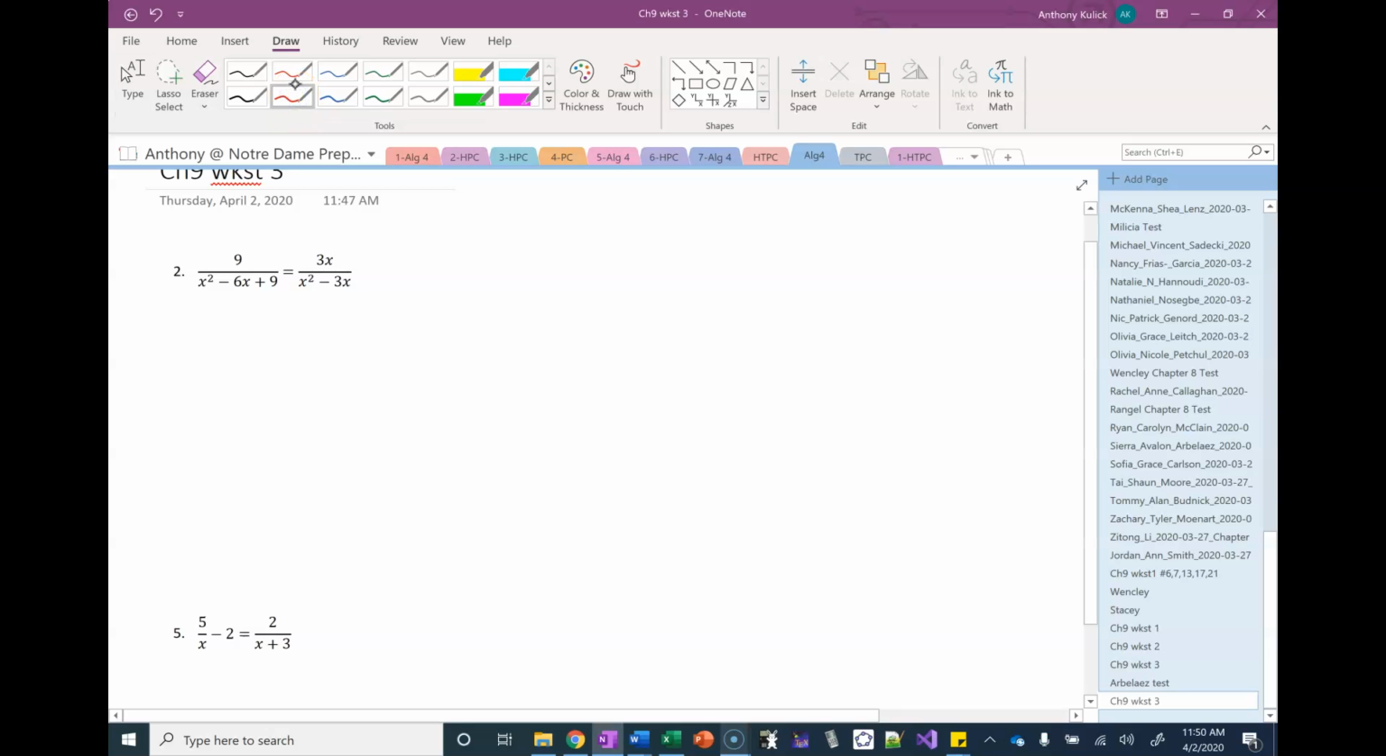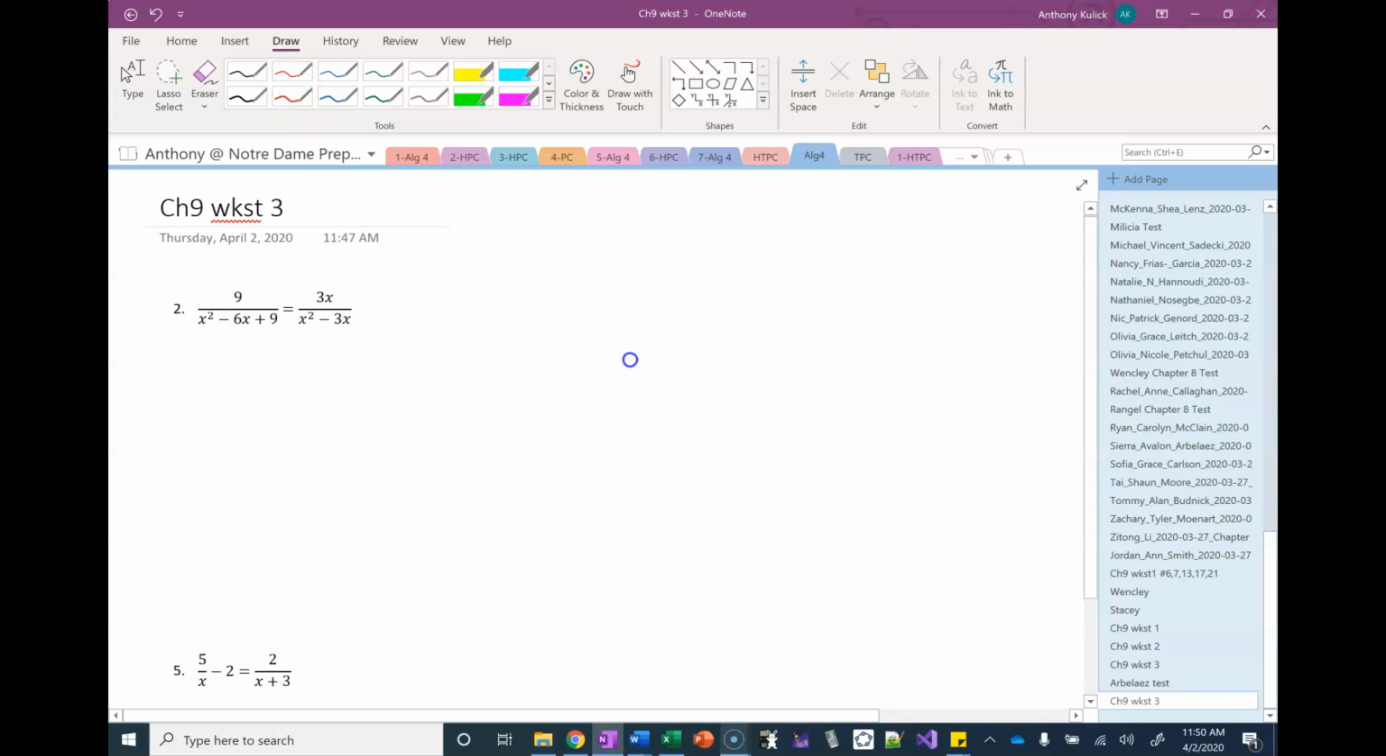Okay, so this is worksheet number 3 from chapter 9. So we're looking at problems 2 and 5. The first thing I would do for number 2 is start by factoring really everything. In this case, all we need to worry about is factoring the denominator since the numerators are both prime.